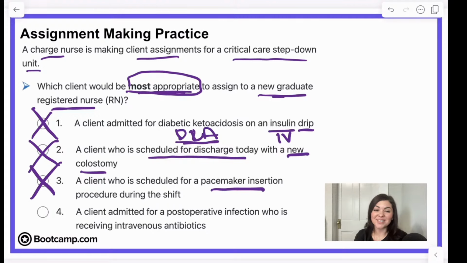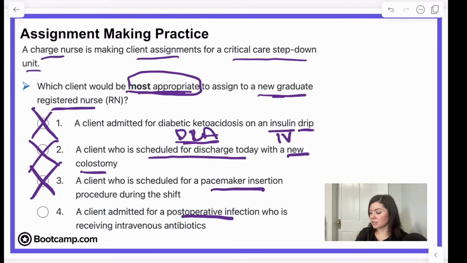So I know you guys have been telling me option 4 is the correct answer for a while now, and I agree with you guys. And the reason for that is because it is the most simple care plan. So that's really what we're looking for. With a new graduate nurse, of course, new grad nurses have tons of experience and knowledge, and they're very smart. But we want to make sure that they are assigned the simplest care plan if possible, because that is going to be what is safest for both that nurse and that client.